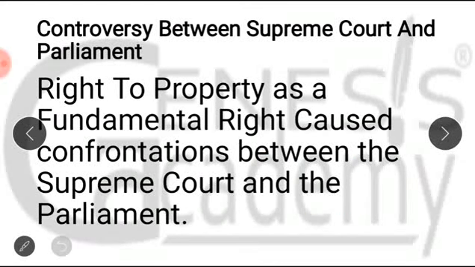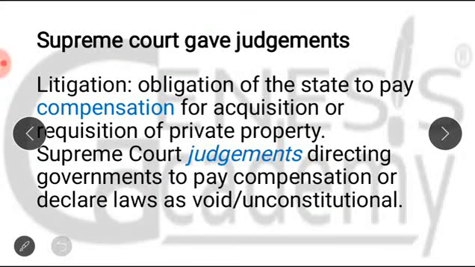So right to property was a controversial article. There was always a controversy between the Supreme Court and the Parliament, and there have been a lot of confrontations on right to property between the Supreme Court and the Parliament. There were litigations on the obligation of the state to pay compensation for the acquisition or requisition of private property. When India became free, what was our first aim?